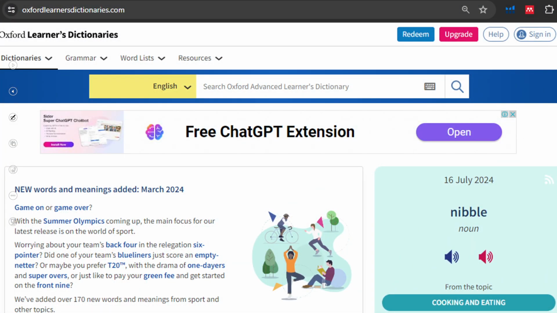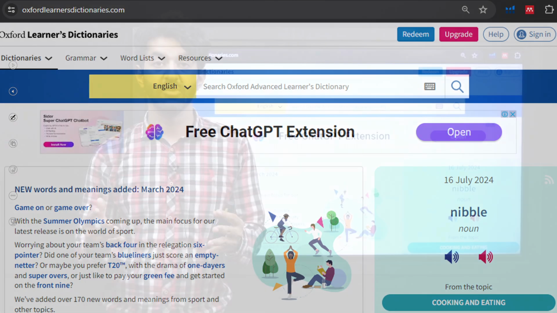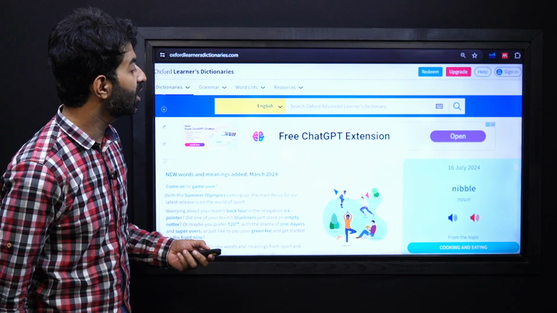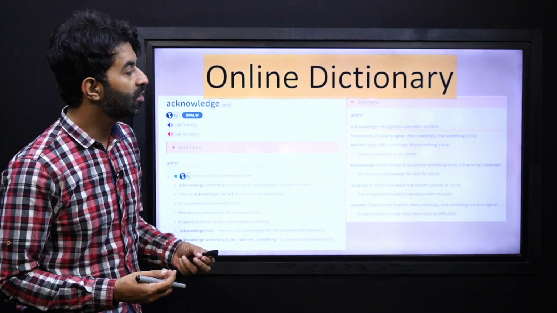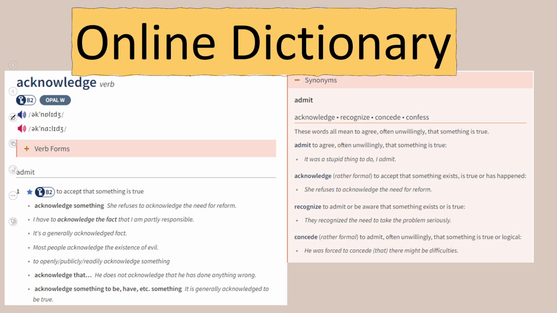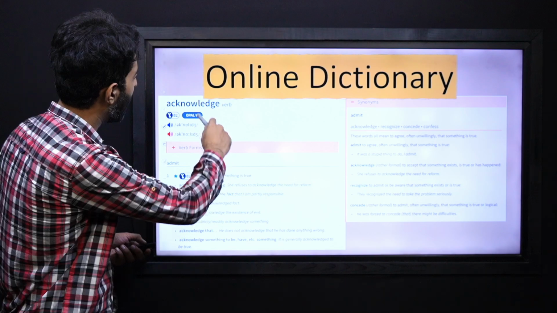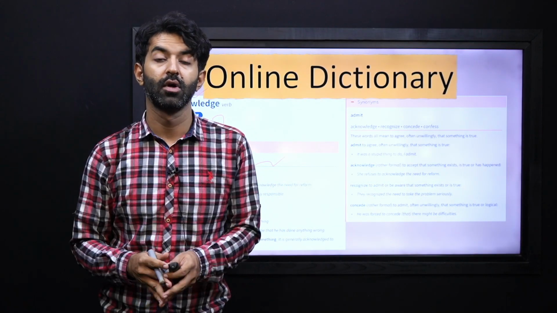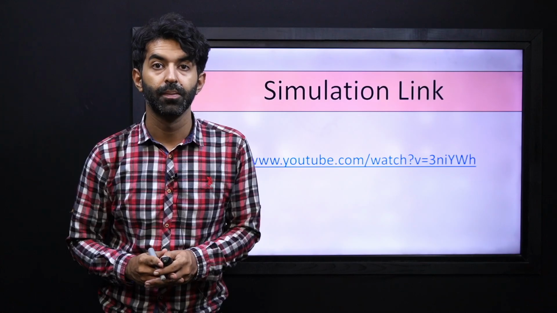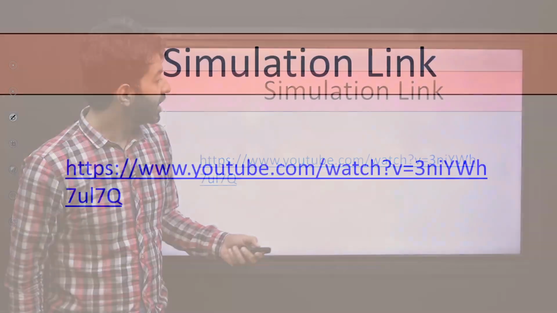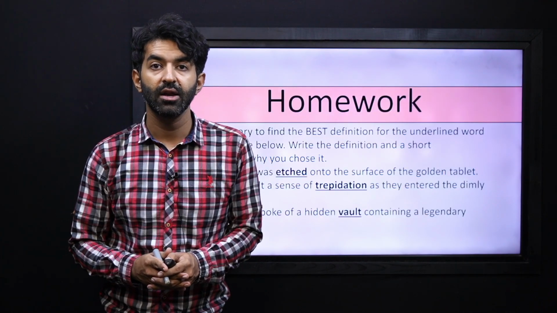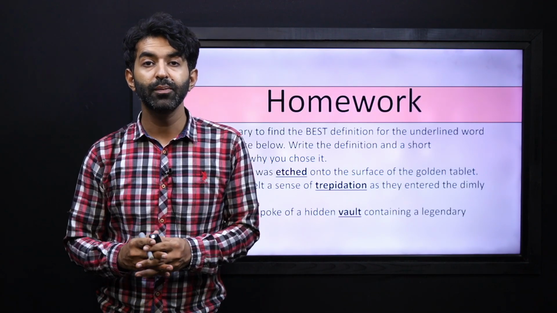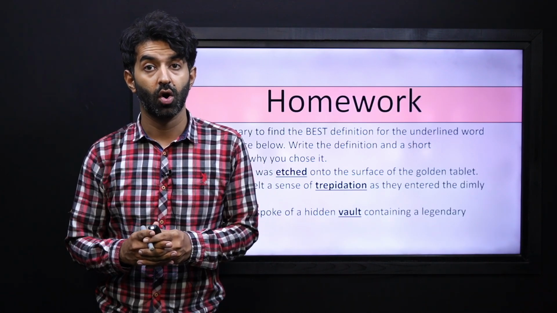Here you can access this dictionary online. It's the website of Oxford Learners Dictionary. If you don't have a physical dictionary, you can always go to the internet and find it. Now here you can add the word and you can find all the relevant definitions and meanings of the word that you are searching for. This simulation link is added for better understanding, and you can also access the website of Oxford Learners Online Dictionary.